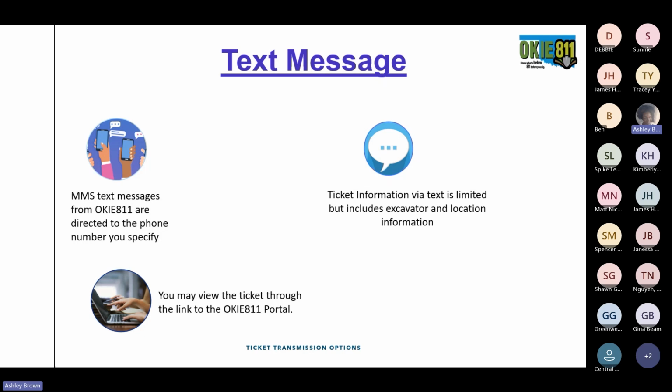view the ticket information. Now, since cell reception can vary depending on where you are in the state, and many different things can happen to a phone, including it being misplaced or damaged, we would highly recommend that your text message output be used as an additional output and not your primary.